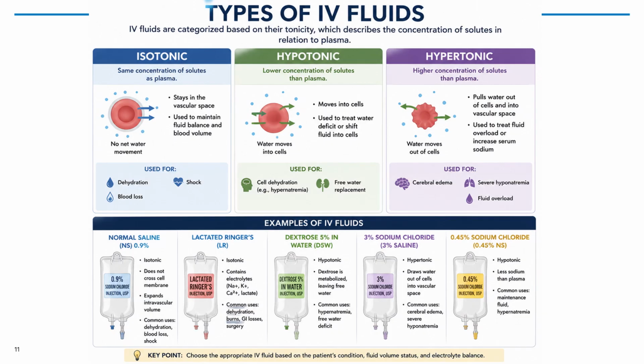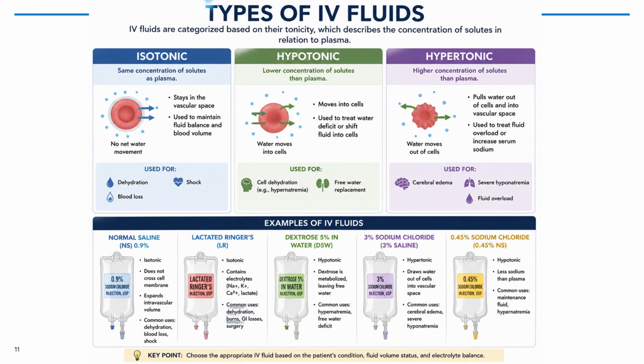We have isotonic fluids. An isotonic solution has approximately the same concentration of solutes as blood plasma, so there's no significant movement of water into or out of the cells. Instead, the fluid is going to remain primarily in the intravascular space, which makes it ideal for expanding circulating blood volume. We want to think of isotonic fluids as staying in the bloodstream, and they're commonly used for dehydration, hypovolemia, blood loss, hypotension, and initial fluid resuscitation in shock.